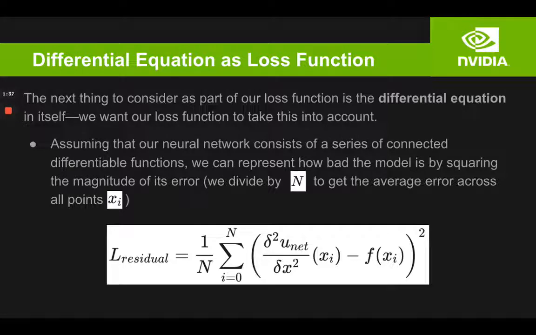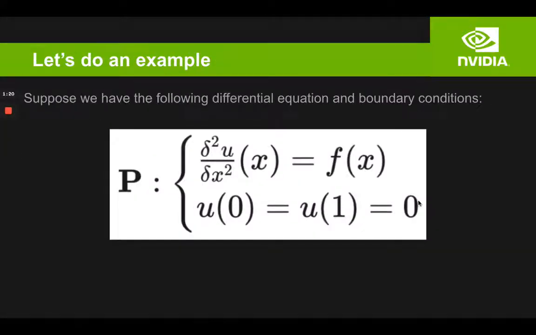Now, that was for the boundary conditions. What about the actual differential equation itself? We want our loss function to take this into account. We can represent how bad the model is by squaring the magnitude of its error. That's it. It's pretty much the same idea. Let's go back very quickly. We have the second rate of change of u with respect to x here.